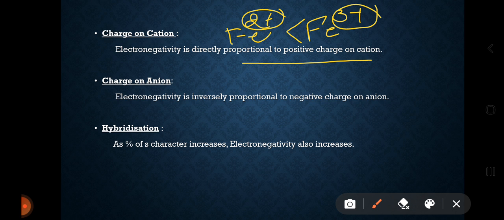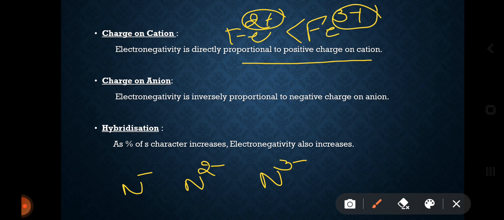Now let us look into charge on the anion. Now consider the example. Let me write it here. N minus, N2 minus, another one is N3 minus. Now think yourself, which will attract the electron very fast? Instead of looking into attraction, go in the opposite way, that is repulsion.